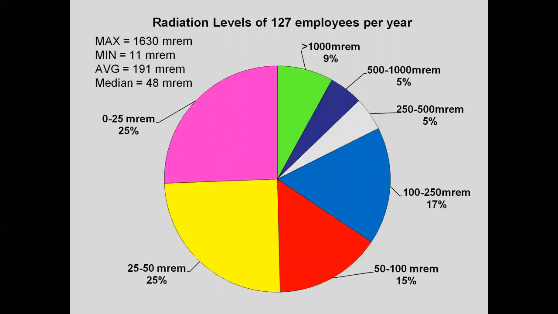So at the VA, we have 127 employees that have badges. And if you look at how much radiation they get, our max radiation was 1,600 millirem, minimum was 11, average 191, and median, so half the people got less than 50 millirem. This little chunk here is our GI doctors and cardiologists and interventional radiologists. That's these people right here. So 14% of the people get above 500 millirem, 500 to 1,500 millirem a year.